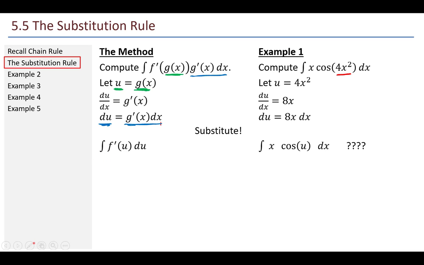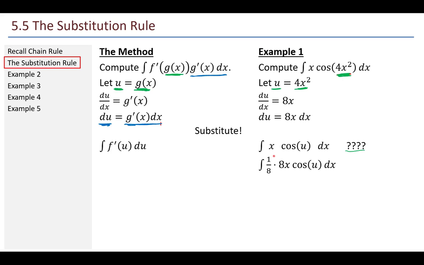So on the left, it's pretty straightforward what I get. But how does this work on the right? On the right-hand side, the inside, the 4x, well, that was pretty easy. That just got replaced by u. But now I need to find an 8x dx, and I'm left with a little bit of a question mark. I don't really see an 8x dx, so what am I to do?